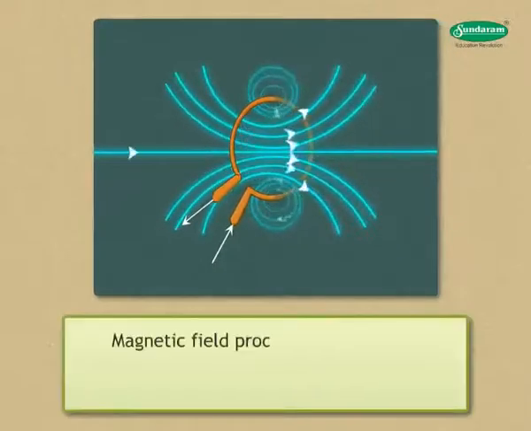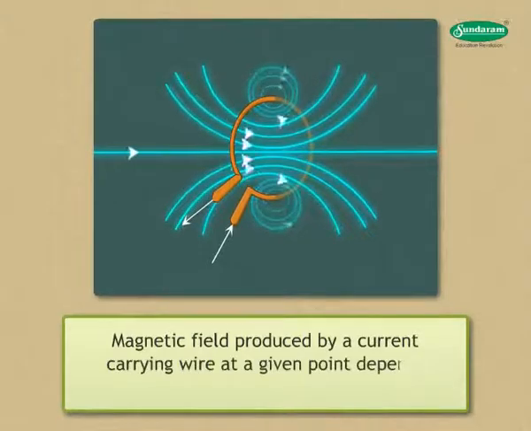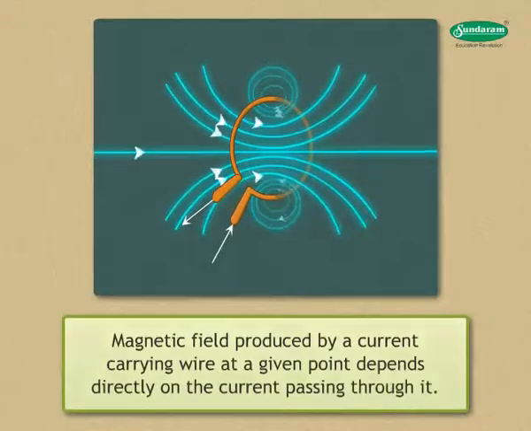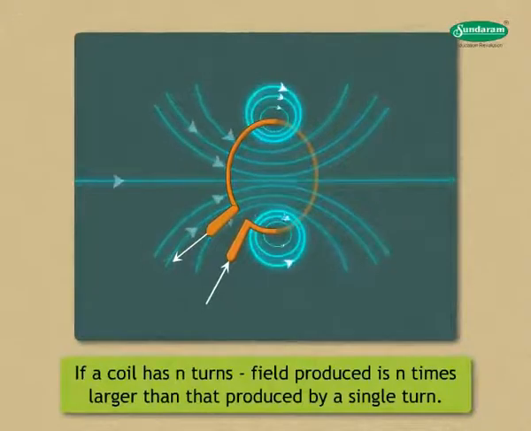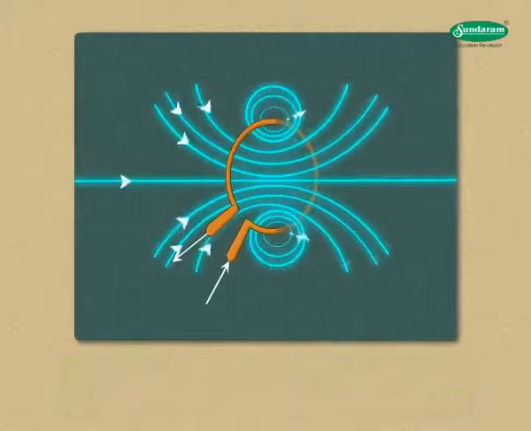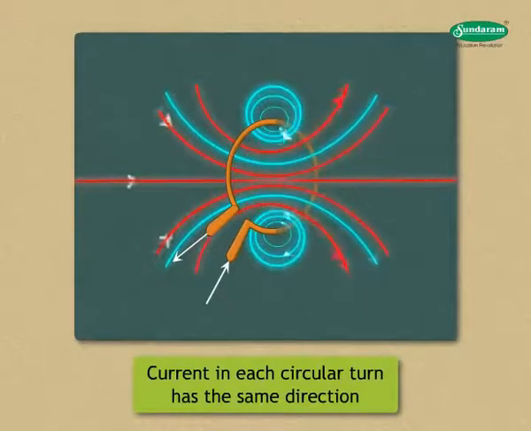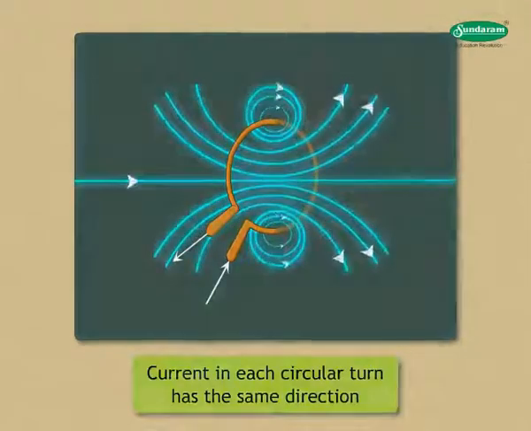The magnetic field produced by a current-carrying wire at a given point depends directly on the current passing through it. Thus, if a coil has n turns, the field produced is n times larger than that produced by a single turn. This is because the current in each circular turn has the same direction, and the field due to each turn then just adds up.